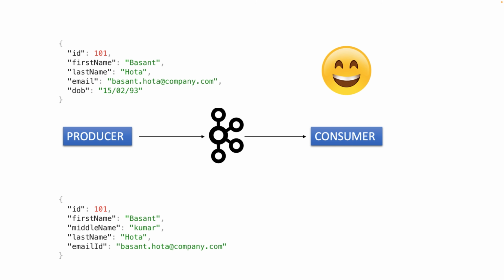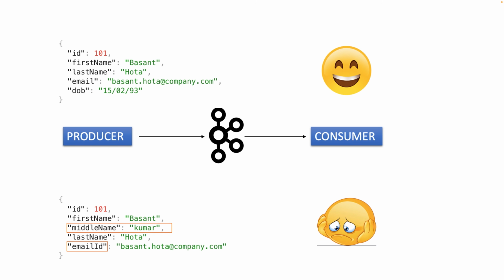If I change the record to this new format, where I'm adding a new field called middle name, renaming one existing field called email ID, and removing one field called DOB, now the problem starts from here. Will my consumer work with these new records? The answer is no, because the consumer is not aware of the data changes, and that's a big problem, isn't it?